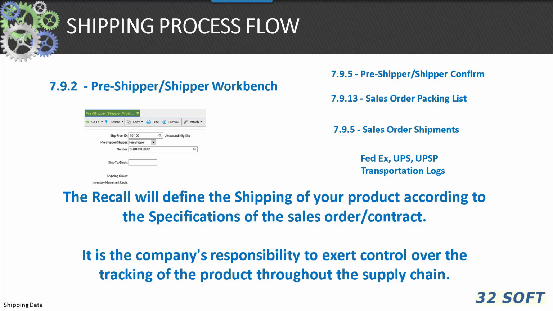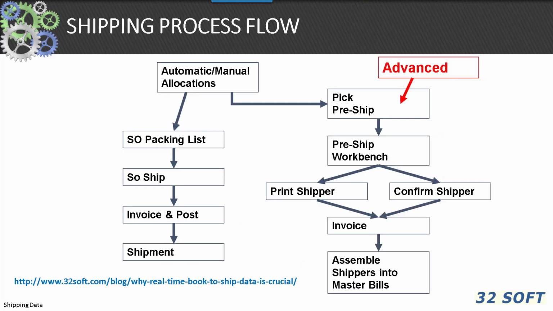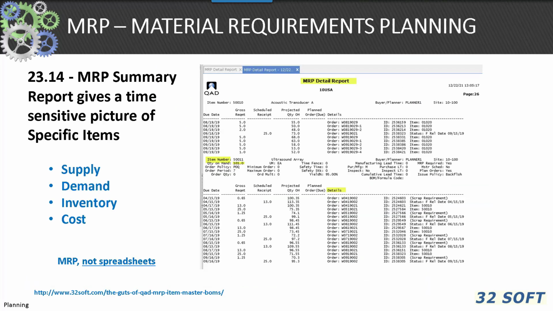It's the company's responsibility to exert control over the tracking of the product throughout the supply chain. The shipping process requires great care these days. I personally have ended up with 2 queen-size mattresses within the last 2 weeks because somebody's shipping process doesn't work. And then just consider Suez Canal, COVID, all the rest of shipping processes that have to be under control.